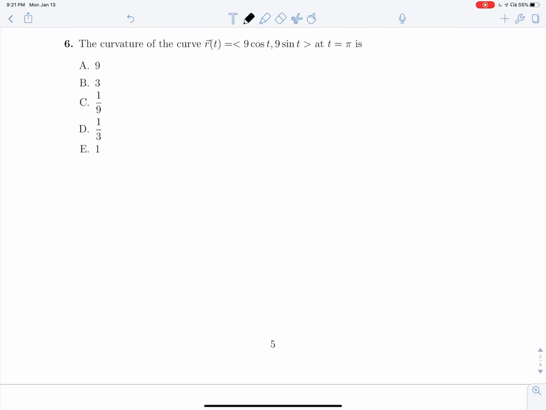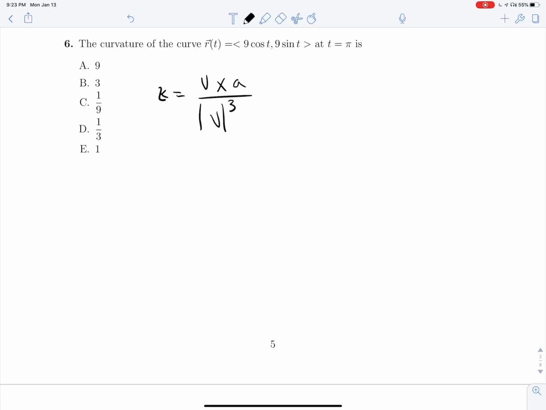The curvature of the curve r of t at t equals pi is what? So this is interesting. The equation that I like to use for curvature, it's always some weird little kappa that they draw, is the magnitude of v cross a over the magnitude of v cubed. So you might be a little worried pulling out this equation because you might remember that the cross product is only really defined in 3 dimensions, and we're dealing with a 2-dimensional path.